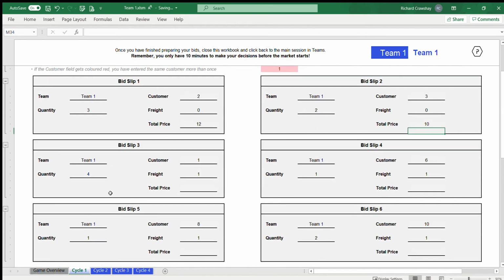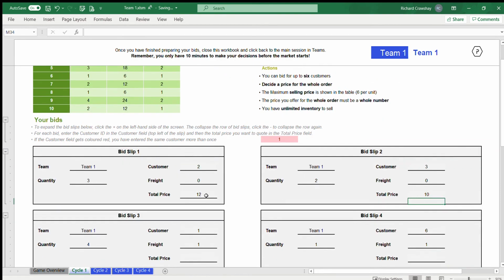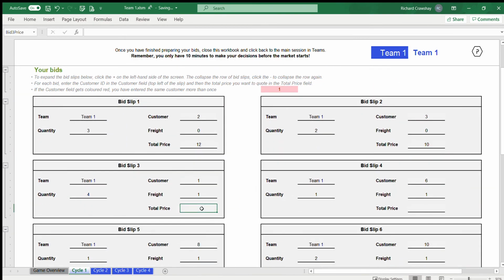Moving on, quantity is 4. 4 times 2 is 8, plus the freight charge is 9, plus the cost of winning is 10, plus the fixed charge of 5 means 15. Now the maximum for customer 1 is 24, so I can put 15 down and that's okay. So my pricing strategy is working so far.